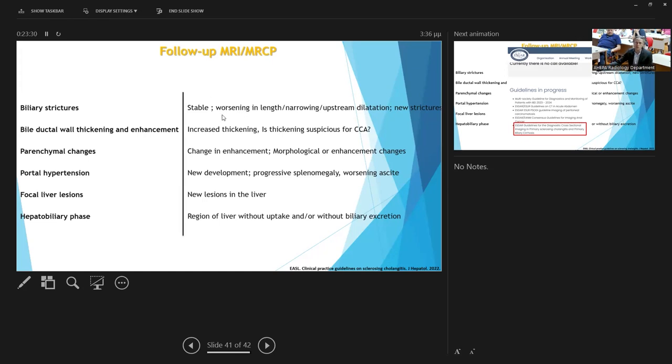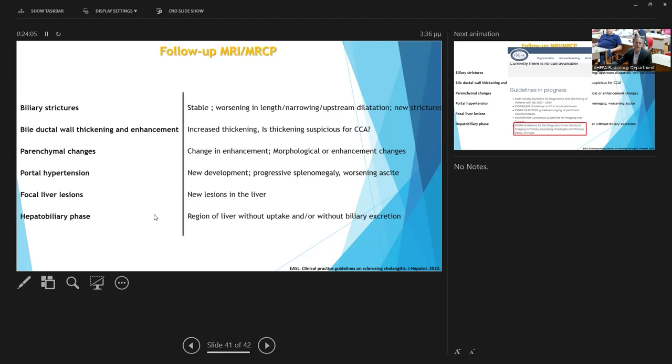We also have to write information regarding the thickening of the bile duct wall, because some patients after therapy can achieve a recovery from the disease. We should look at the parenchymal changes, especially the inflammation or morphological modification along the development of a cirrhotic pattern. Portal hypertension is really mandatory to assess in this patient. And again, focal liver lesions may develop along the follow-up.